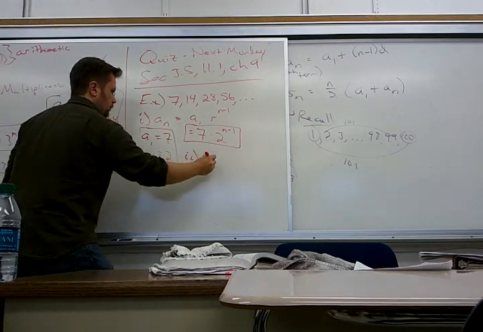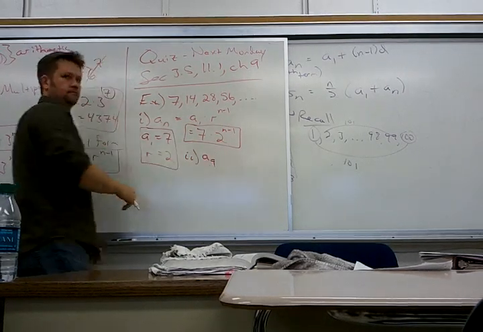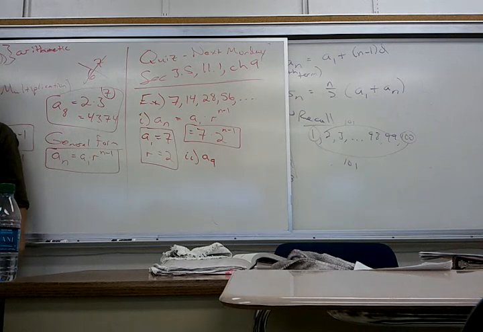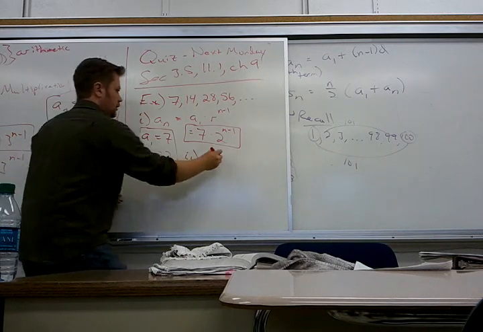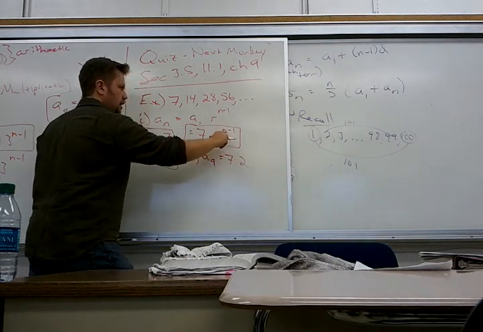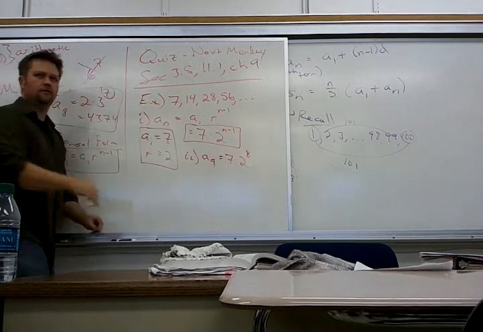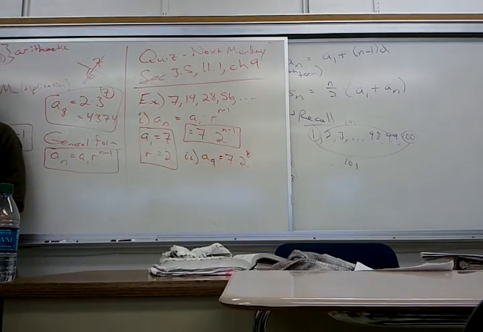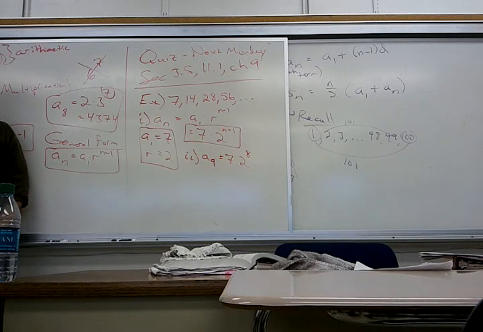So that's AN. My second question would be something like, what's A9? And then you just plug that in. It would be 7 times 2 to the 9 minus 1. Recall that 9 minus 1 is 8. Now you just plug that in the calculator. Do not do 7 times 2, enter, to the 8th power, right? That would be doing the order of operations incorrectly.